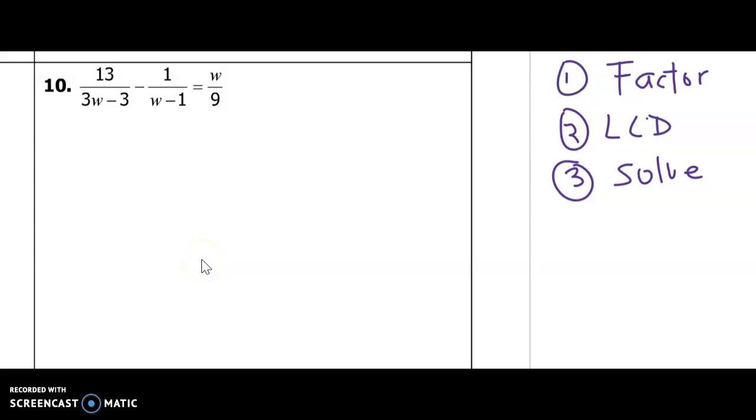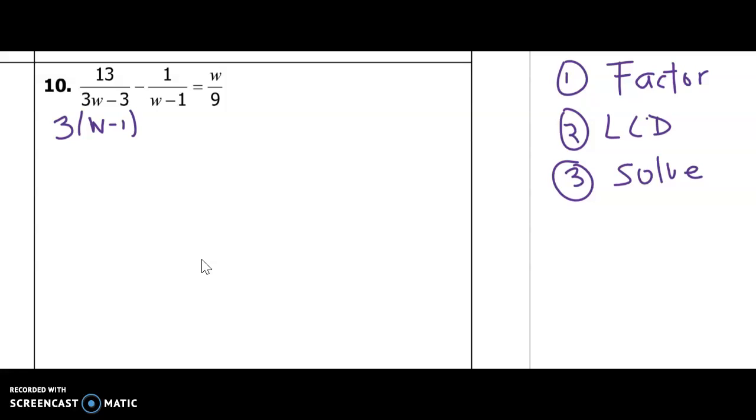Number 10 is a little longer, so stick with it till the end. There's a few different ways to solve this, so this is one of the ways. First, we want to factor our denominators. So we can see in the first term that we can pull out a GCF of 3, so we end up with W minus 1.